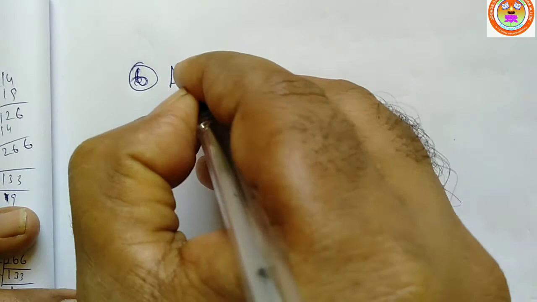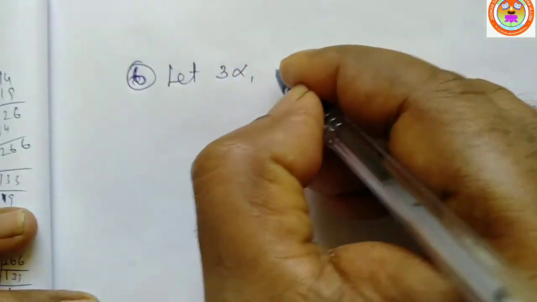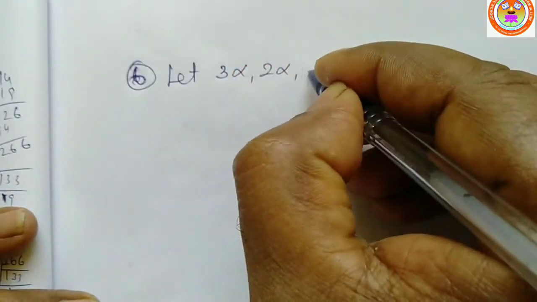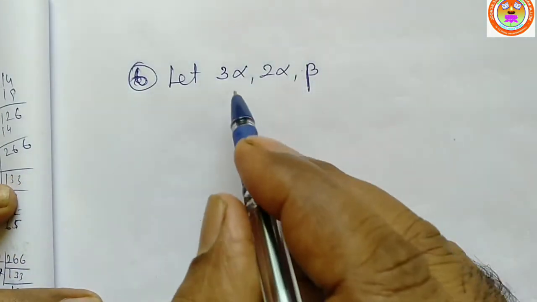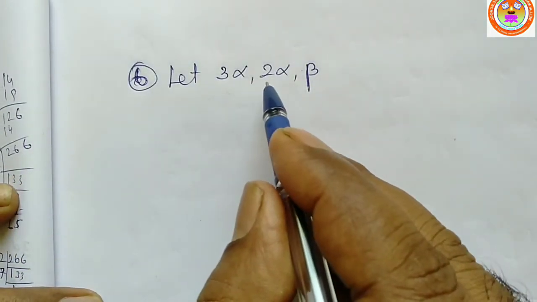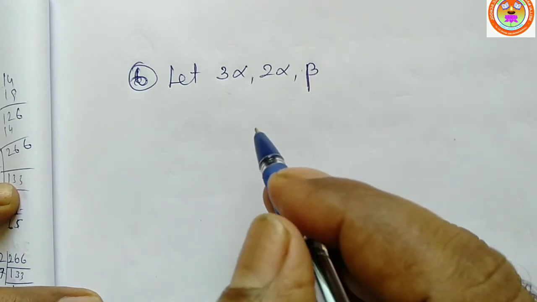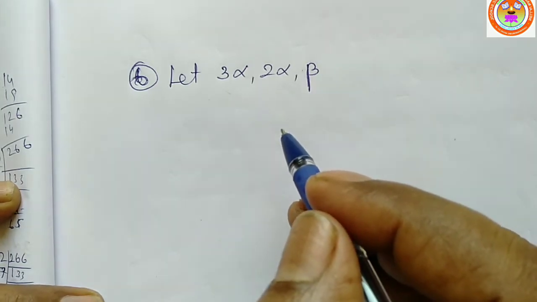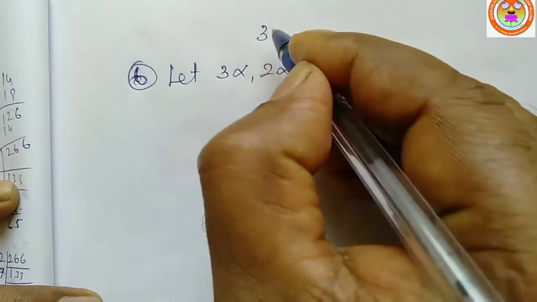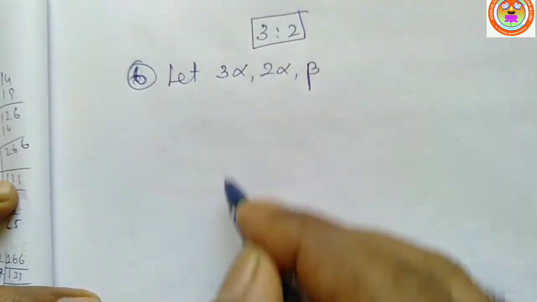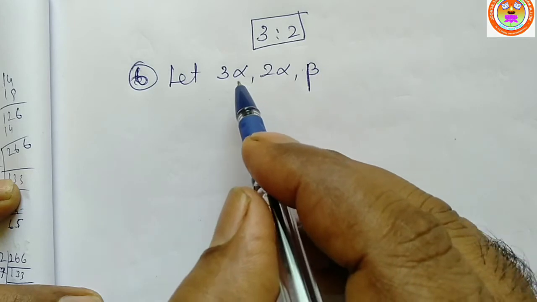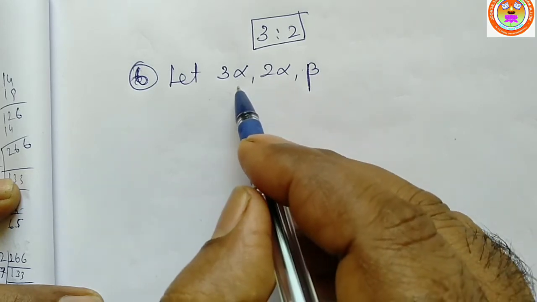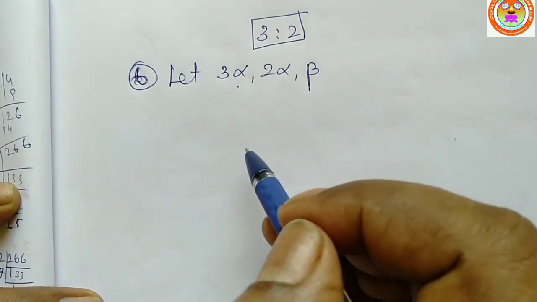So let the roots be 3 alpha, 2 alpha and beta. Why we are considering these two as 3 alpha and 2 alpha: it is given that 2 of the roots are in the ratio 3:2. That is why we consider the first 2 roots as 3 alpha and 2 alpha.